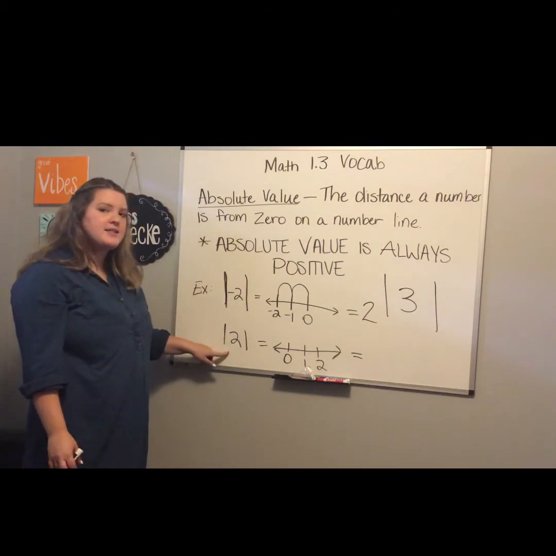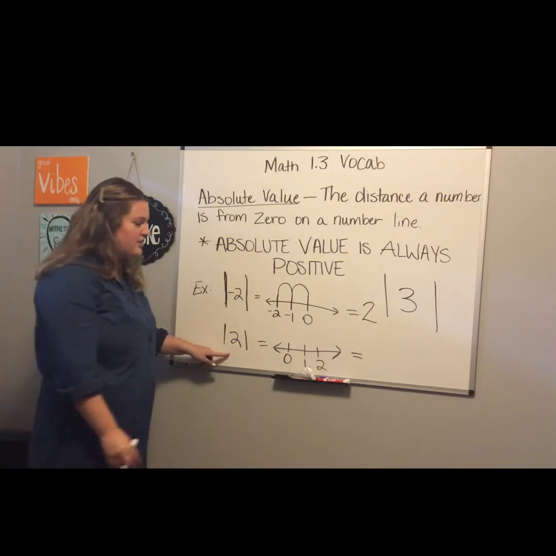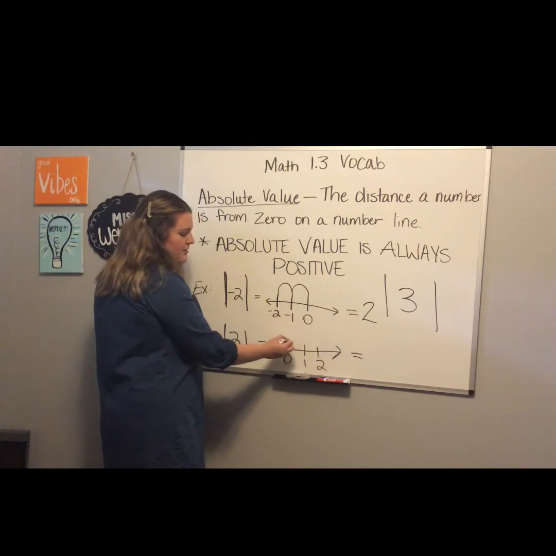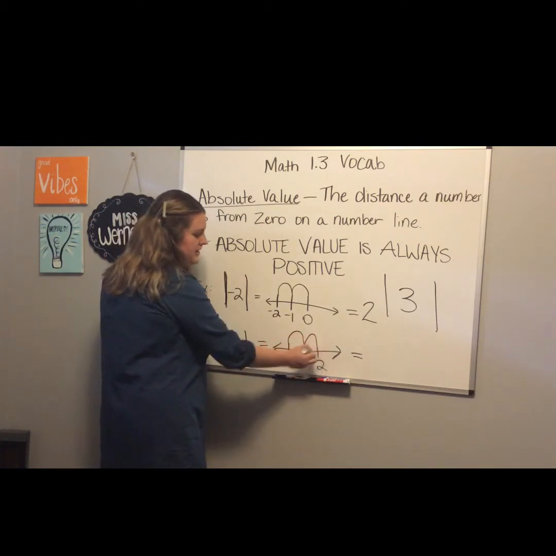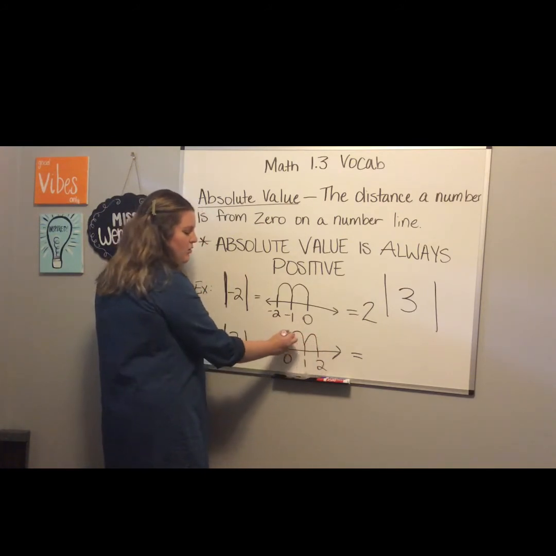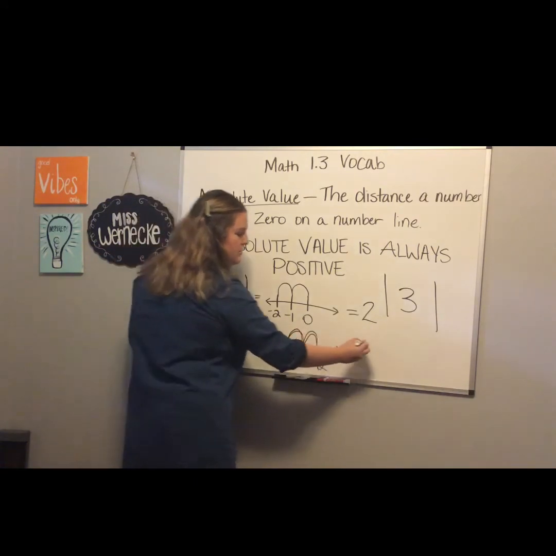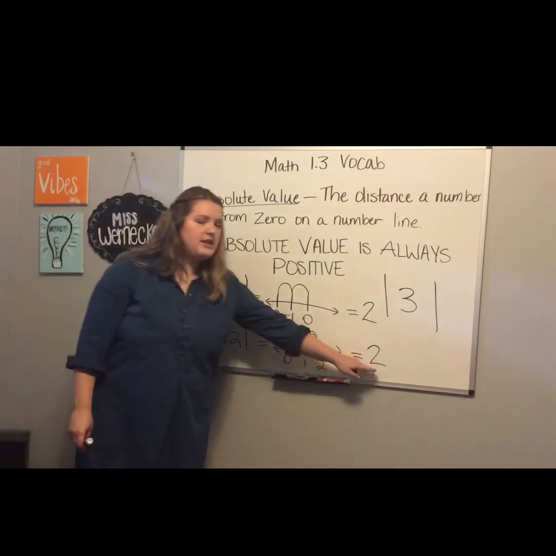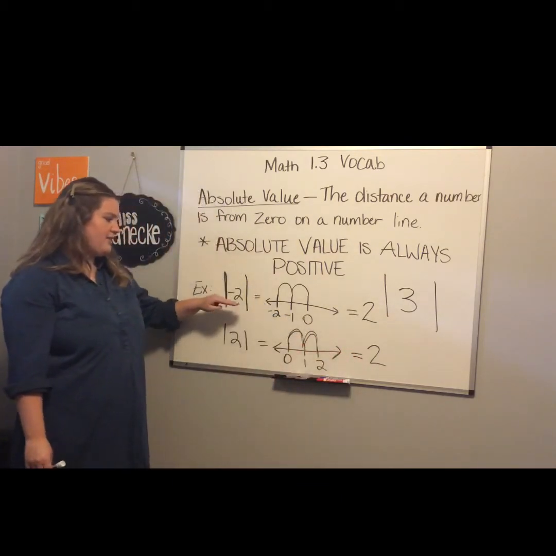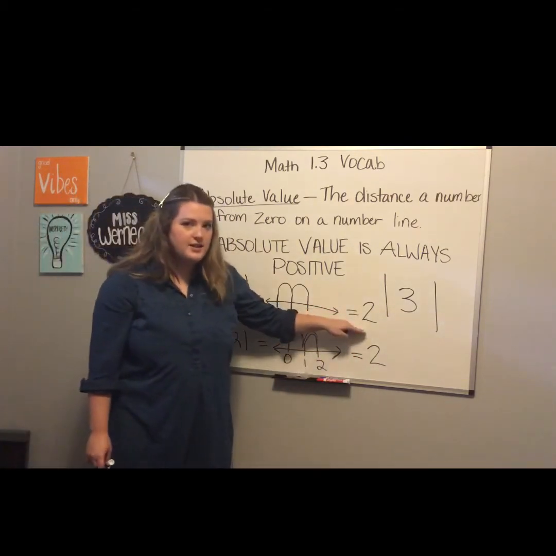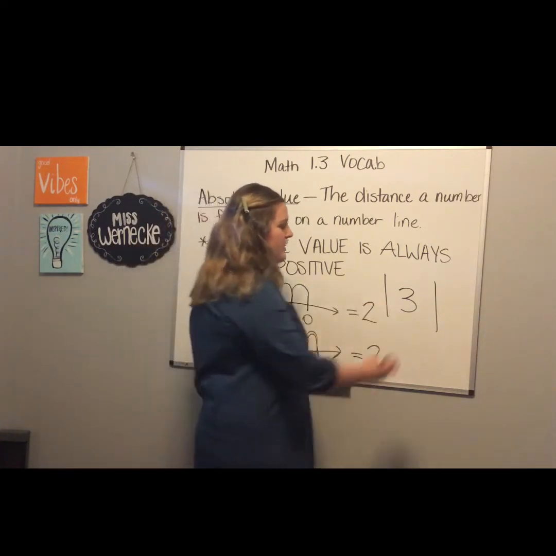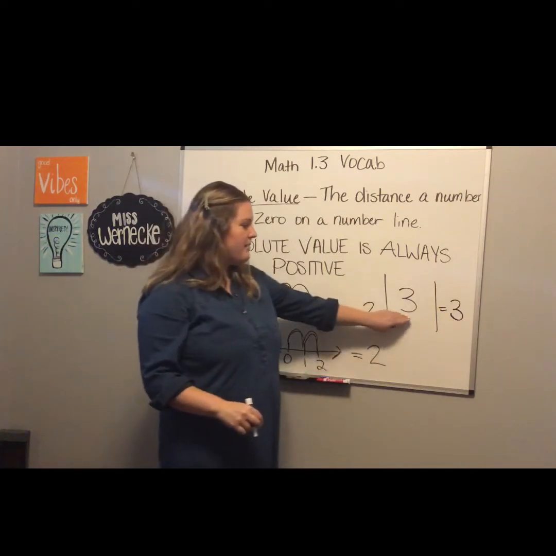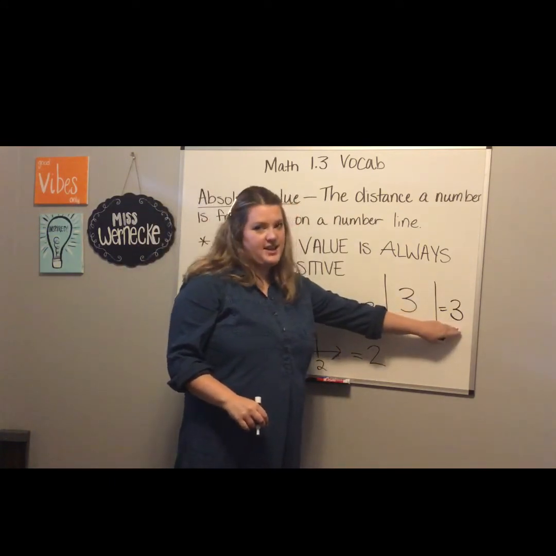Now I have a +2 down here. So we're going to do the same thing we just did to the -2, but we're going to skip from 0 to +2. How many times was that? 1, 2. So the absolute value of +2 is +2. The absolute value of -2 is +2. The absolute value of 3 would equal 3. It's the same number that's in here, but positive, no matter what.